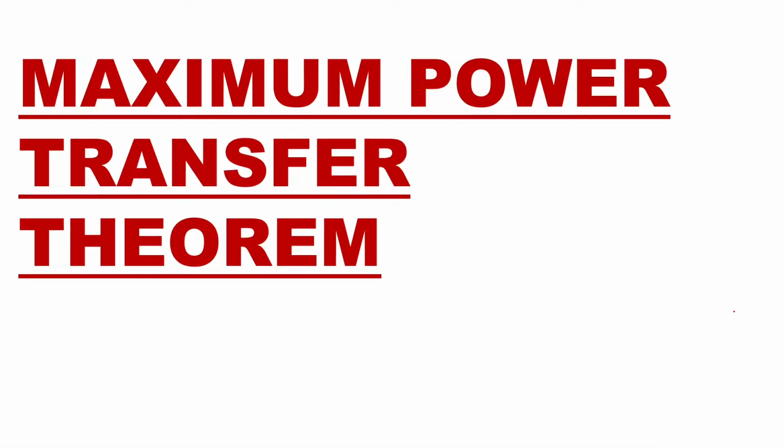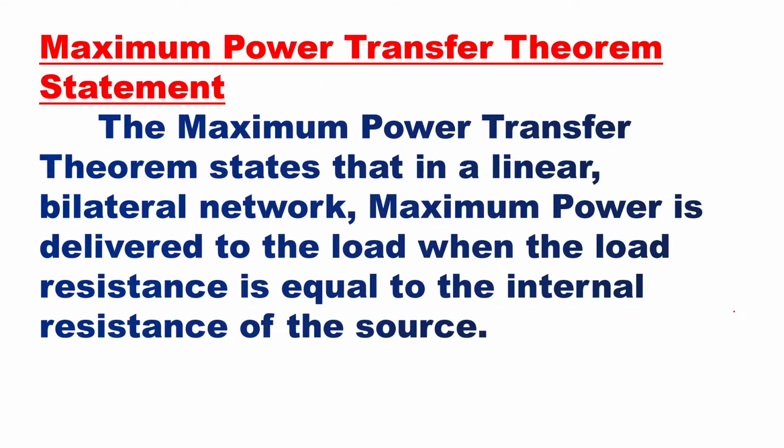The topic is the maximum power transfer theorem. Now let's first see the statement. We'll understand the statement. The maximum power transfer theorem states that in a linear bilateral network, maximum power is delivered to the load when the load resistance is equal to the internal resistance of the source, that is the internal resistance of the circuit, or the equivalent resistance of the circuit.